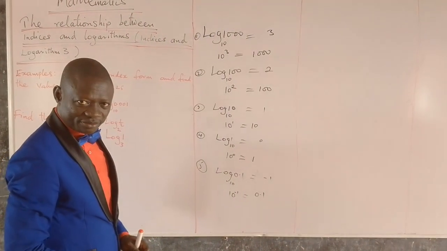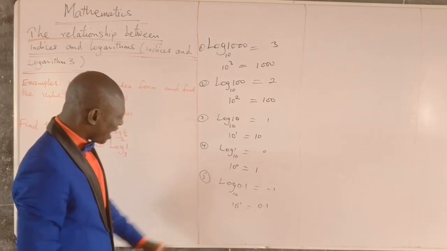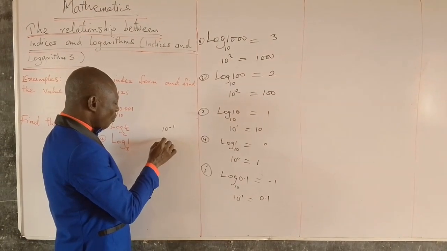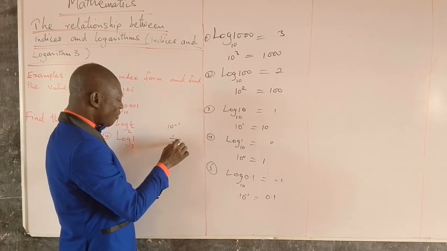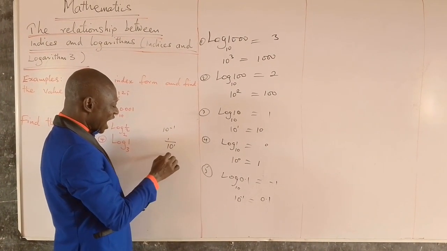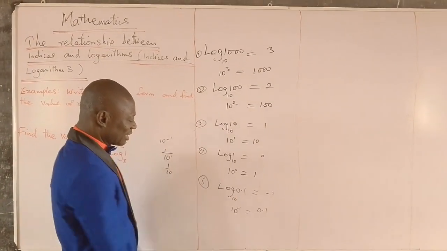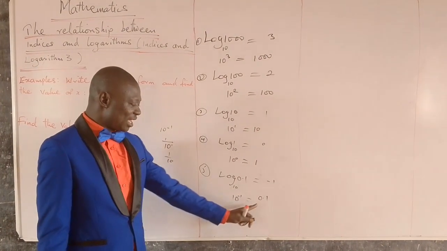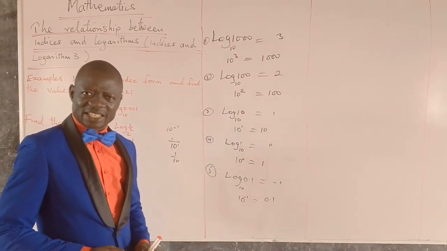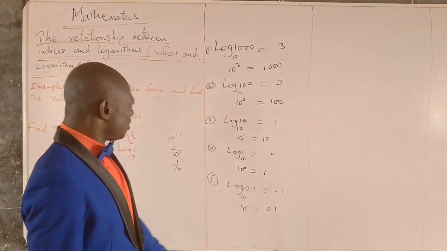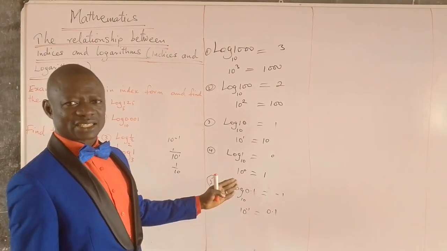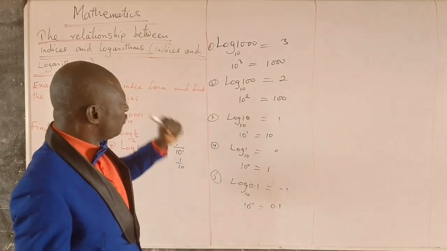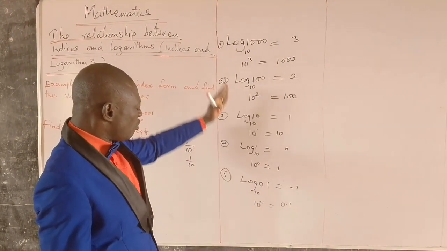You agree with me? Remember that 10 raised to the power minus 1 can be changed to become 1 on top, 10 raised to the power 1, which is 1 over 10. And 1 over 10 will still give you 0.1. So we are sure 10 raised to the power minus 1 is equal to 0.1. Alright, in all this, we see that they are in accordance: the way the first one moves is the way the second one moves.